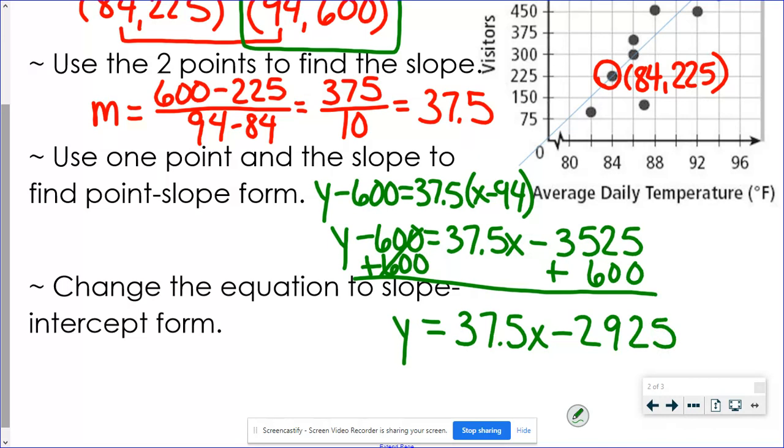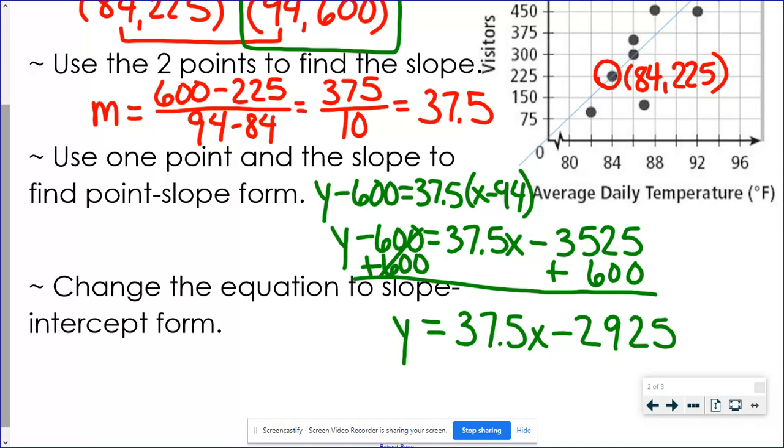Now, I want to point out something. When you look at this graph, the y-intercept looks like it's really close to 0. So when you see that this y-intercept is actually negative 2,925, like that's way far off. And typically, if we would notice that, we'd say, ooh, we must have done something wrong in our problem.